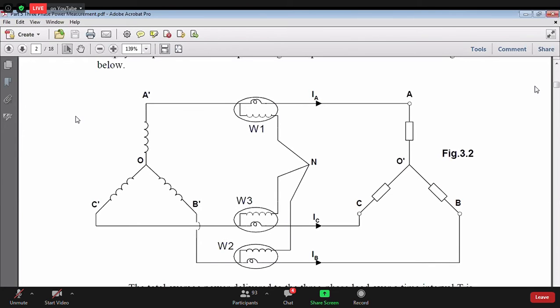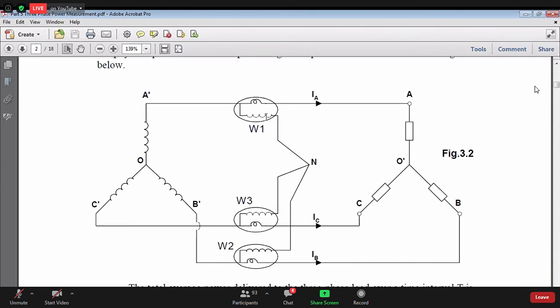Now with this connection, if somebody asks what is the reading of W1, then what is my answer? The answer is the voltage or the potential across the potential coil. What is that? VAN. Look at the mouse. VAN. And what is the current? IA.